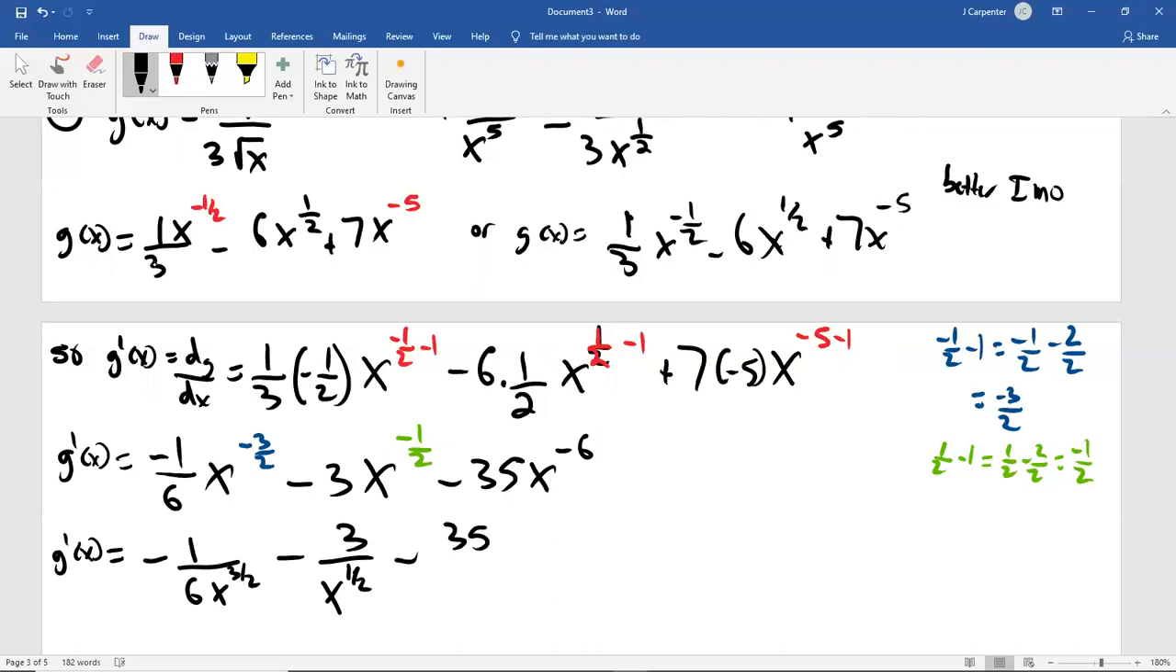Now, let me show you something different here. If there was a parentheses around this and that's what had the negative exponent, then the 35 would come down. But it doesn't, so it doesn't. Just the x to the positive 6th. Then we can change to our radical notation. So this is going to be negative 1/6 times the cubed root of x squared minus 3 over the square root of x minus 35 over x to the 6th.